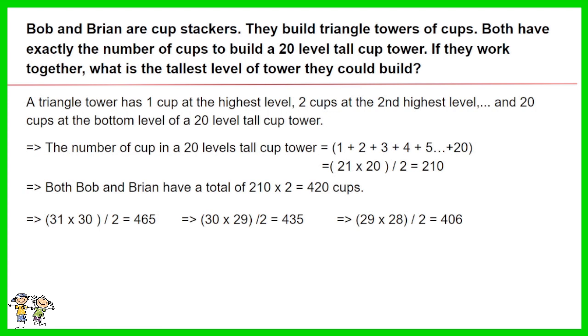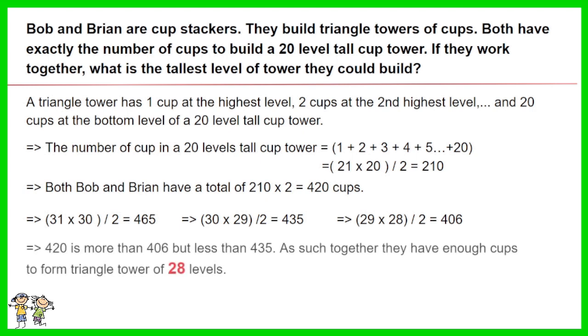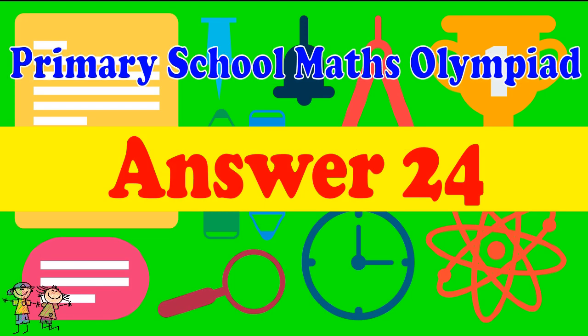A triangle tower of 30 levels will need 465 cups. A triangle tower of 29 levels will need 435 cups. A triangle tower of 28 levels will need 406 cups. 420 is more than 406, but less than 435. As such, together they have enough cups to form a triangle tower of 28 levels. Answer for question 24.